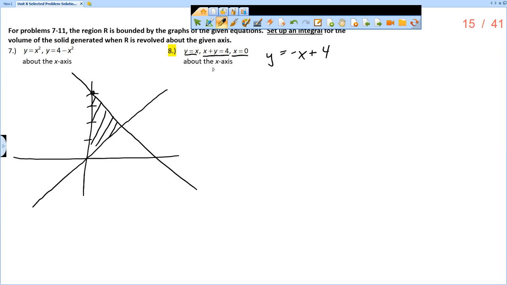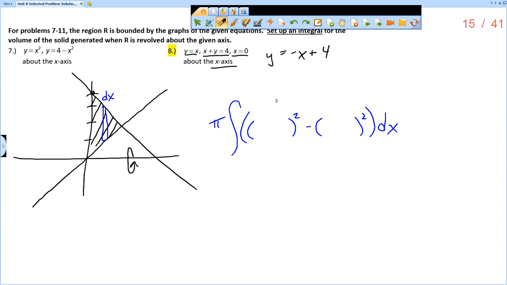Now we're going to revolve about the given axis. So we're going to revolve around the x-axis. What does that mean? Well, if I'm going around the x-axis, I want a rectangle that is perpendicular to the x-axis, so that would be a dx. And so now we want to use the washer method. So pi times the integral with respect to x of big R squared minus little r squared. Big R, remember, is the boundary of the region furthest from the axis of rotation, and little r is the nearer boundary.